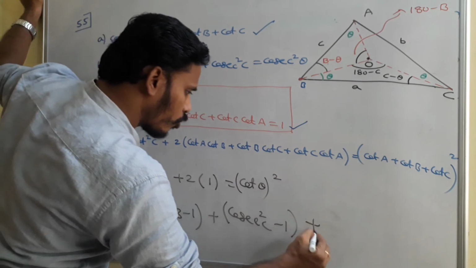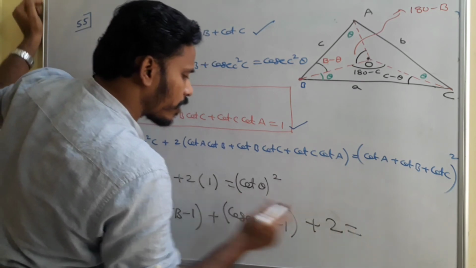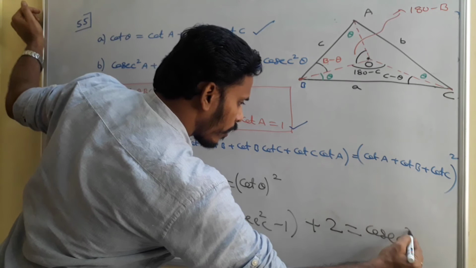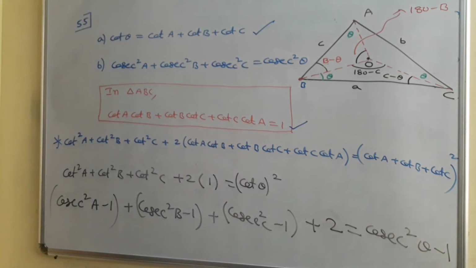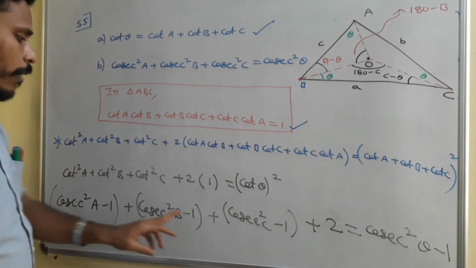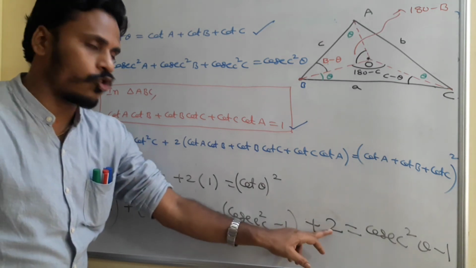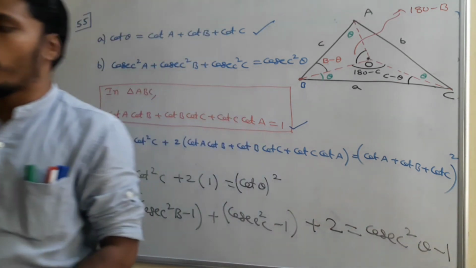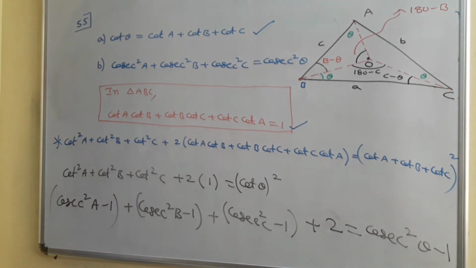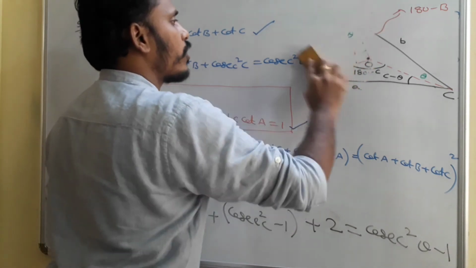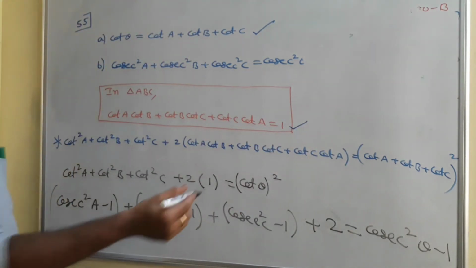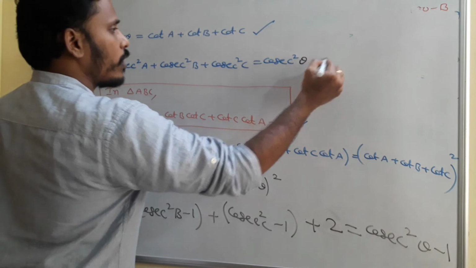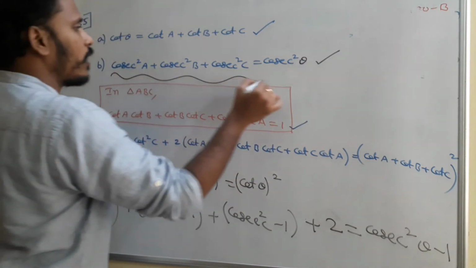Okay, plus 2 is equal to this cot square theta as cosecant square theta minus 1. Just observe what is going on. At the end, if you observe, minus 1 minus 1 minus 1 is minus 3, plus 2 is minus 1. This side also we have minus 1. That minus 1 and this minus 1 will get cancelled. So which is directly representing the given problem. What is that? Cosecant square A plus cosecant square B plus cosecant square C is equal to cosecant square theta, is proved.